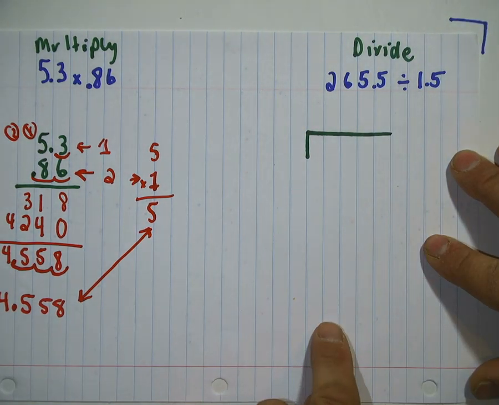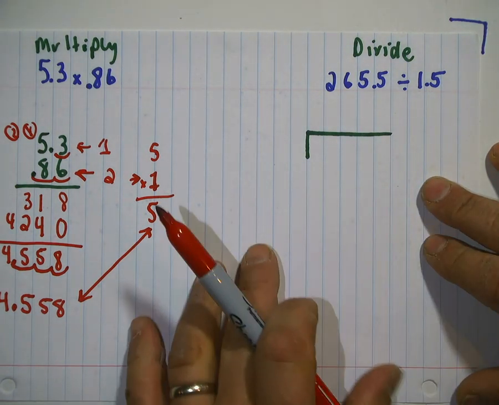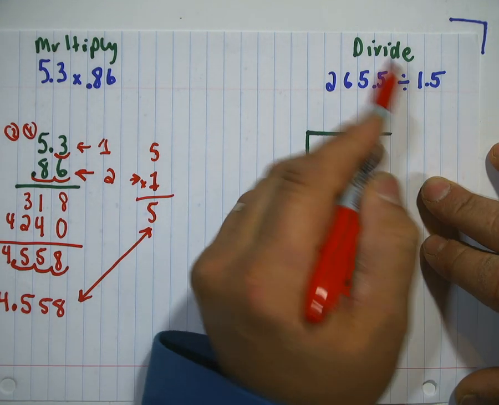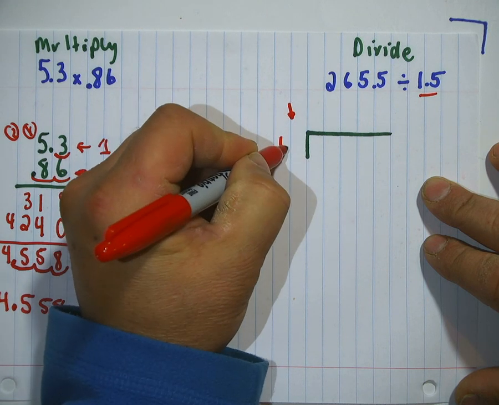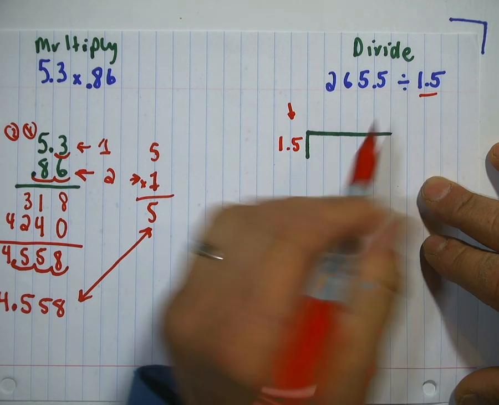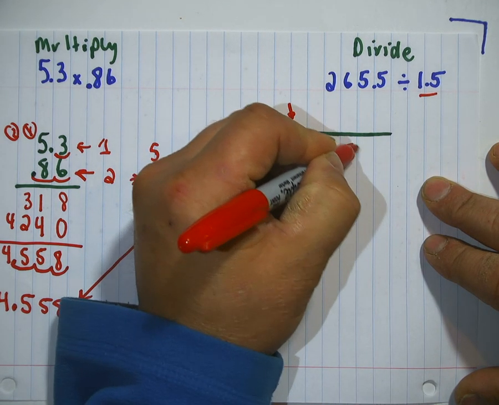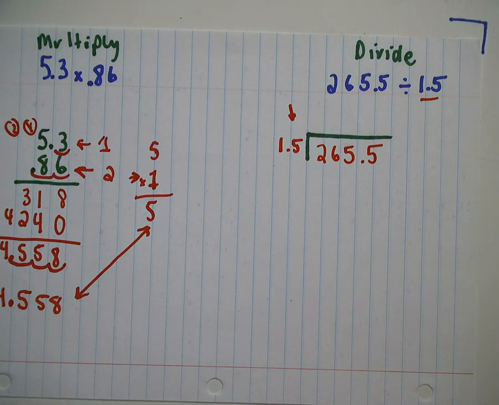Okay, dividing is a whole other animal, and I think I'm going to make some videos on various scenarios. But in general, when it's written horizontally like this, this number is your divisor, 1.5. This number is your dividend. It's how much you have. You have 265.65, and you're breaking it down into 1.5 groups.